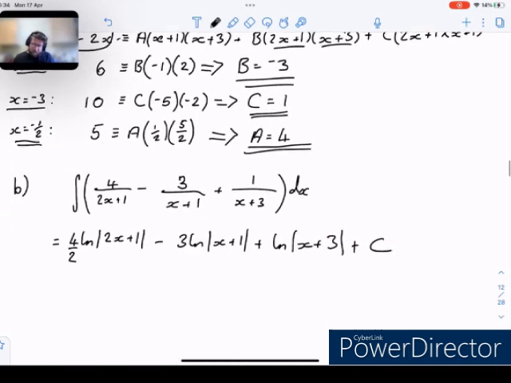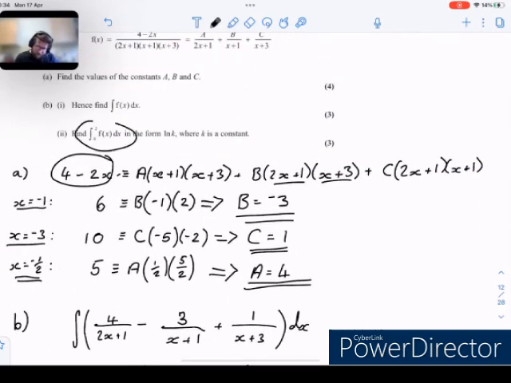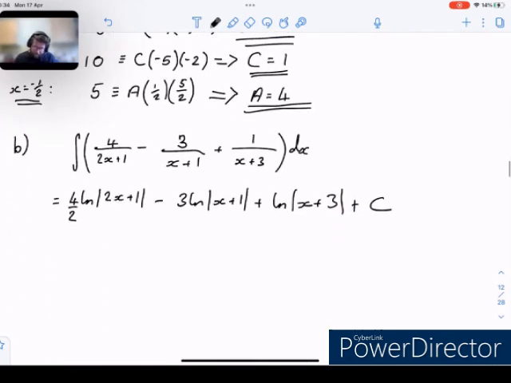So we don't need to simplify this. We can just leave it like that. However, I think I will simplify, just because in the second part we're going to have to plug limits into this. So let's simplify it. So this becomes, well, the 2 in front becomes squared. It squares this. Let's do it in full.